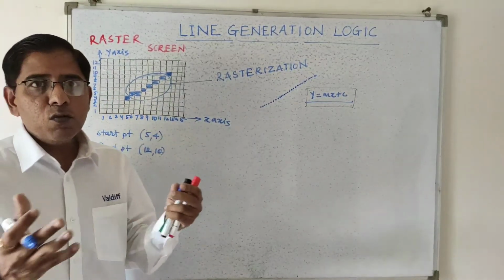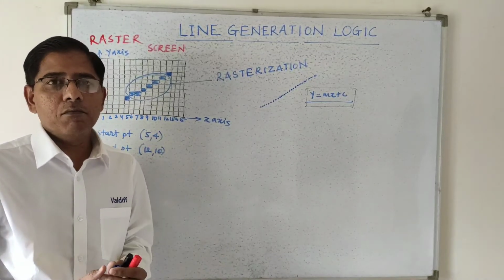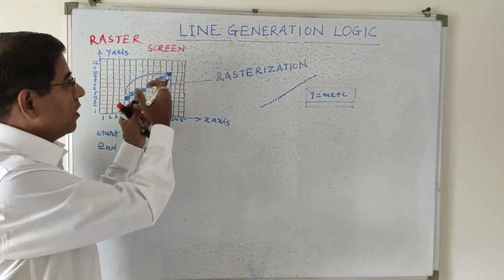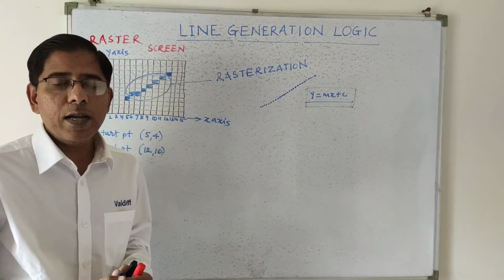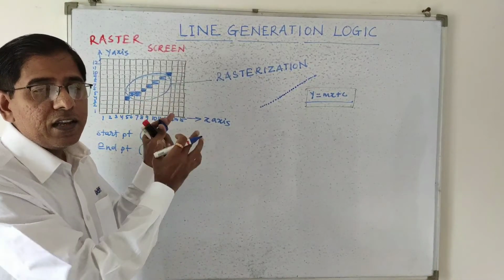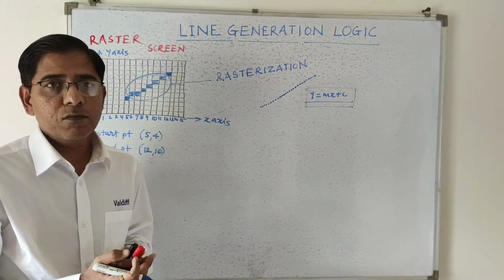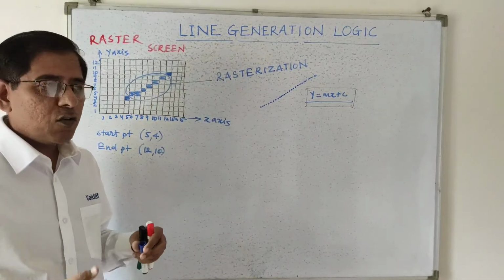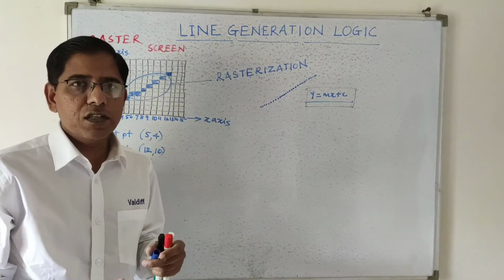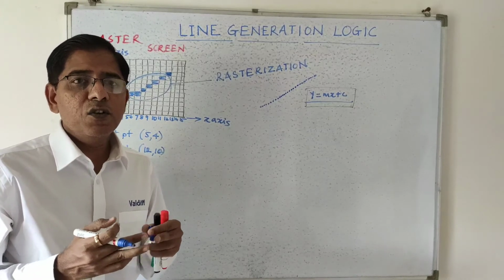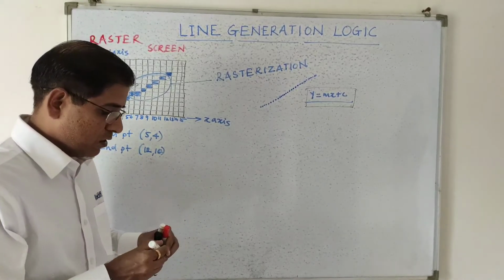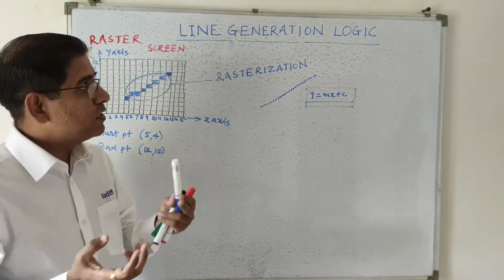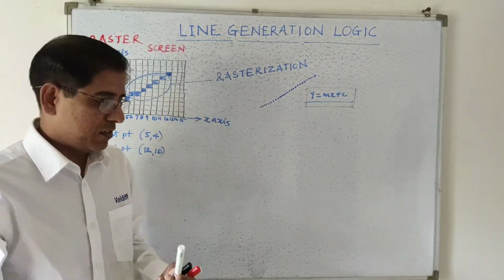So we have to now develop a logic. We have to write a program, an algorithm, so that the user gives the start point and end point coordinates, and accordingly a line appears on a screen. So what are those logics? Different scientists have developed different logics. As far as your syllabus is concerned, you have only 3 logics: equation of line, DDA algorithm and Bresenham algorithm. So we'll see the logic behind line generation.